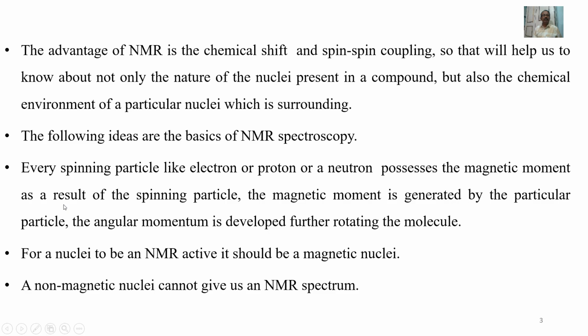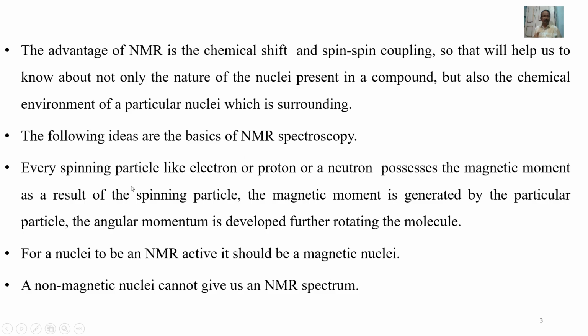The advantage of NMR is the chemical shift and spin-spin coupling, so that it will help us to know not only the nature of the nuclei present in the compound, but also the chemical environment of a particular nuclei which is surrounding. The following ideas are the basics of NMR spectroscopy.